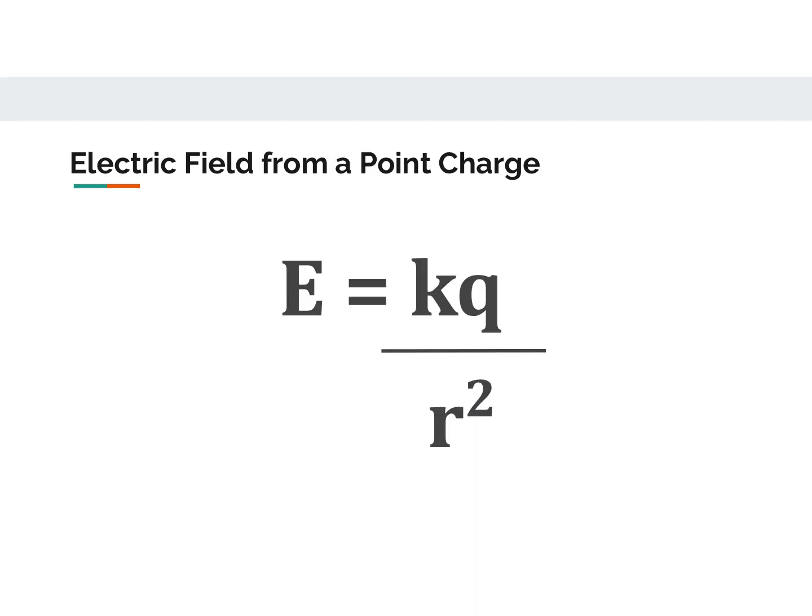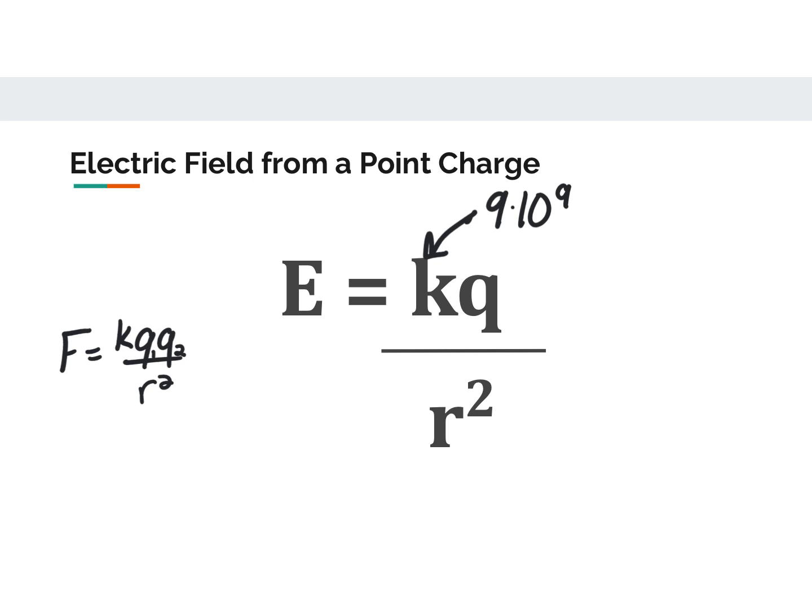We can also find the electric field created by a point charge by using the formula E equals K, that's our constant, 9 times 10 to the 9, Q, that's the charge that's creating an electric field, divided by R, how far away you are from that electric field. And R is going to get squared. This is very similar to the equation we did last class, KQQ over R squared.